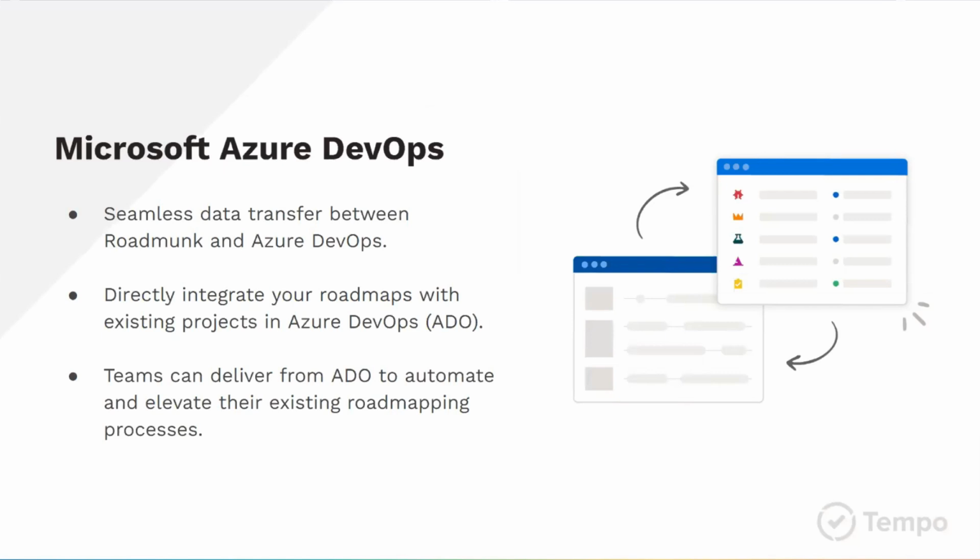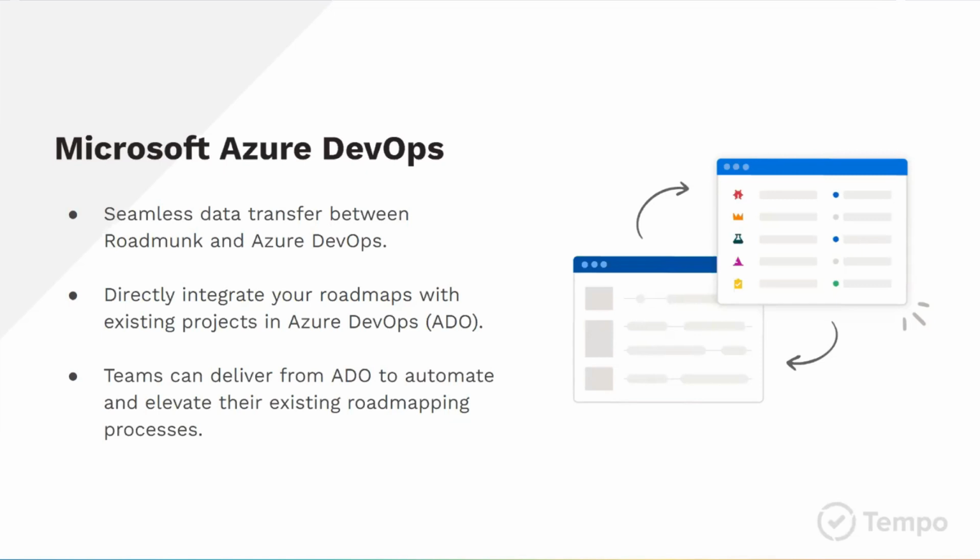Okay. So now that we know about the newer integrations, we're going to talk about Microsoft Azure DevOps. We can definitely seamlessly transfer data between Roadmunk and Azure DevOps. You can take that data directly and integrate your roadmaps with your existing projects in Azure DevOps. So your teams can deliver from ADO to automate and elevate their existing roadmapping process.